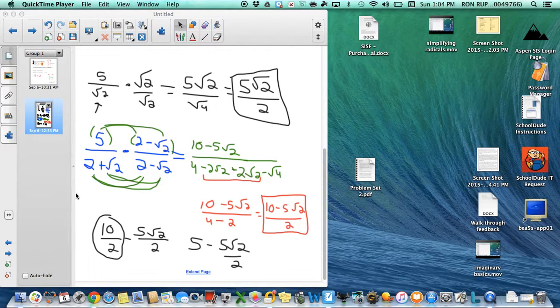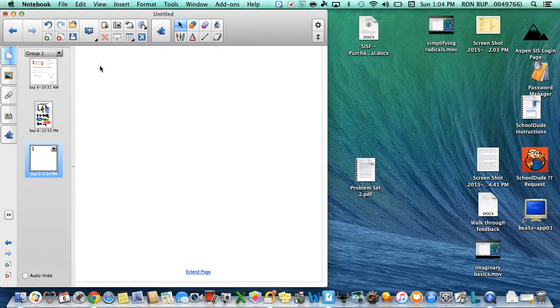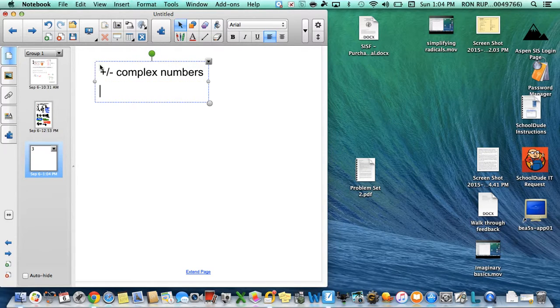Video 3, adding and subtracting complex numbers. Add and subtract complex numbers. Well, the cool thing about adding and subtracting complex numbers is just combine like terms. So it's just like you would see if you were doing variables or numbers or anything else where you combine things. So let's just jump right in.